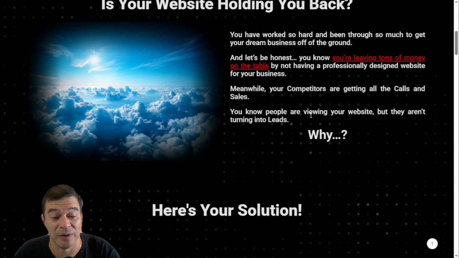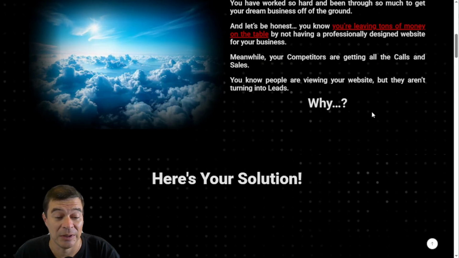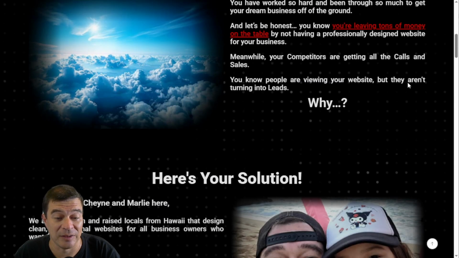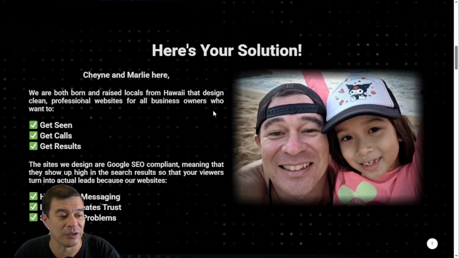You know people are viewing your website because of your analytics, maybe in your Google My Business. You can see people liking your social media posts, sharing them. And then it says, but they aren't turning into leads. Why? It's because of your website. So here's the solution section.